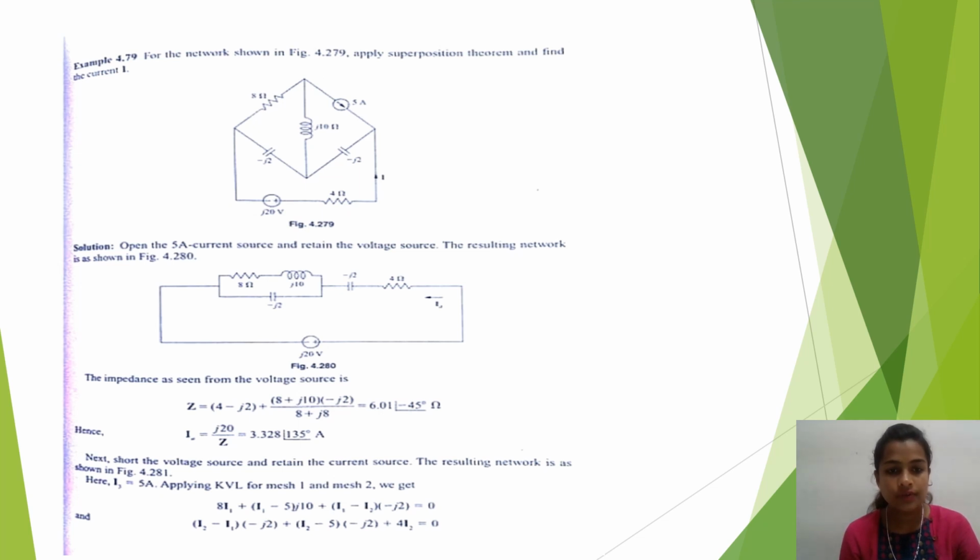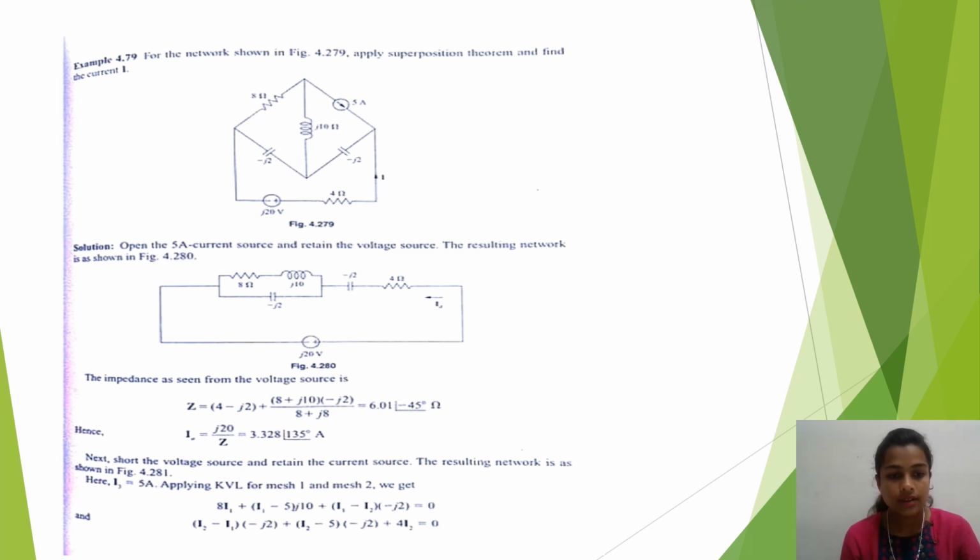The impedance as seen from the voltage source is Z equal to 4 minus j2 plus 8 plus j8 into 10 minus j2 divided by 8 plus j8, that is equal to 6.01 angle minus 45 degree ohm. I0 is equal to j20 by Z, that is equal to 3.328 angle 135 degree ampere. Next, short the voltage source and retain the current source. The resulting network is as shown.